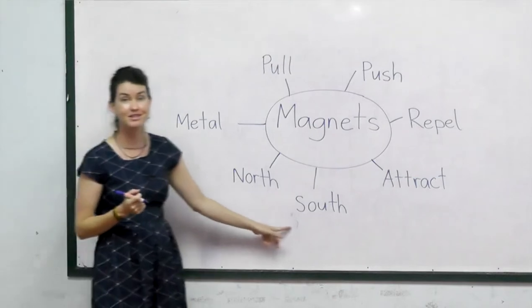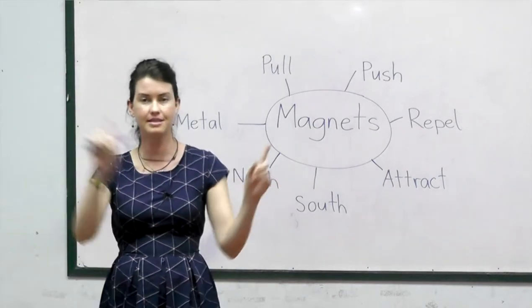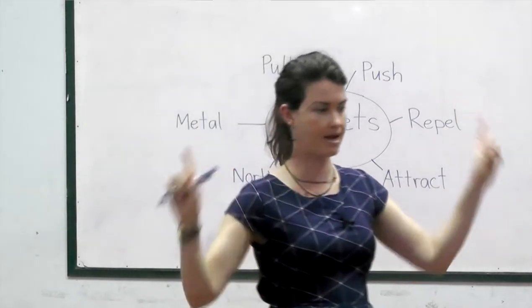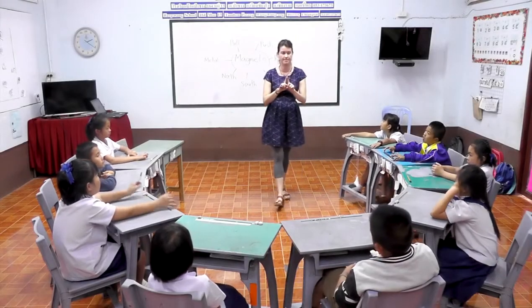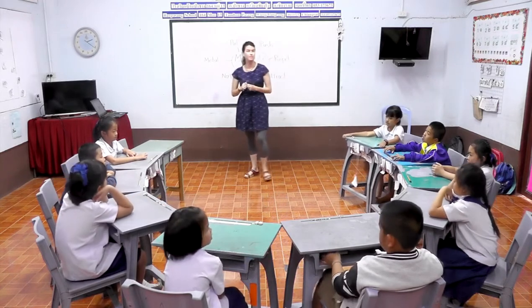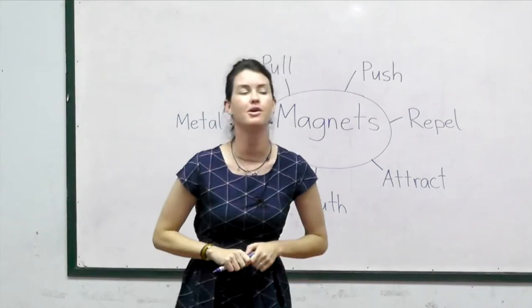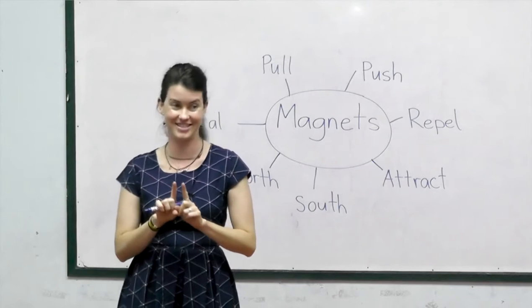Our magnets usually have a north end and a south end. What if we put south and south together? What will happen? Repel. What if we put north and south together? What will happen? They're going to attract. What if we put south and south together? They're going to repel. They're going to push apart. What if we have N and S together? They're going to attract. Good.